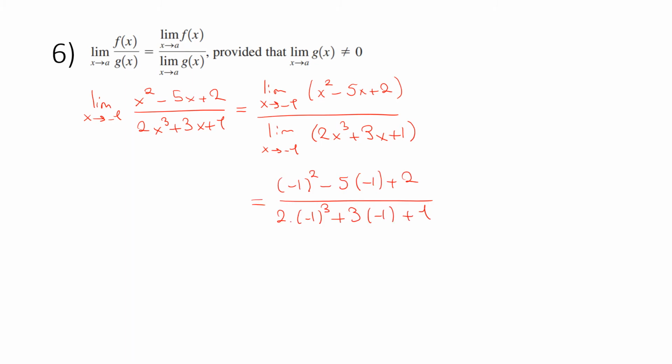So from here, I can say -1 squared is just going to be 1. -5 times -1 would turn into +5. And then I have a +2 over there, divided by -1 to the power of 3, which is just going to be -1, times 2 would give me -2. Over here I have 3 and a -1, so that would give me -3, and then I have a +1. Now I ended up with 8 over -4, which would give me -2, and that would be my final answer.